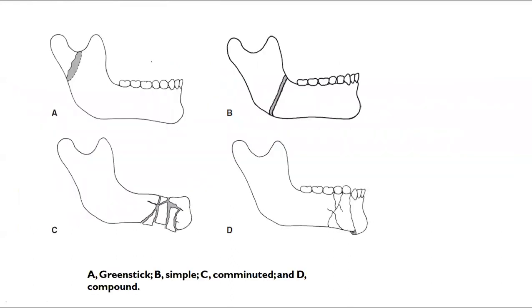Now, this is green stick fracture. This is simple fracture. And this is comminuted fracture. And this is compound fracture. So these are the different kinds of mandibular fractures.